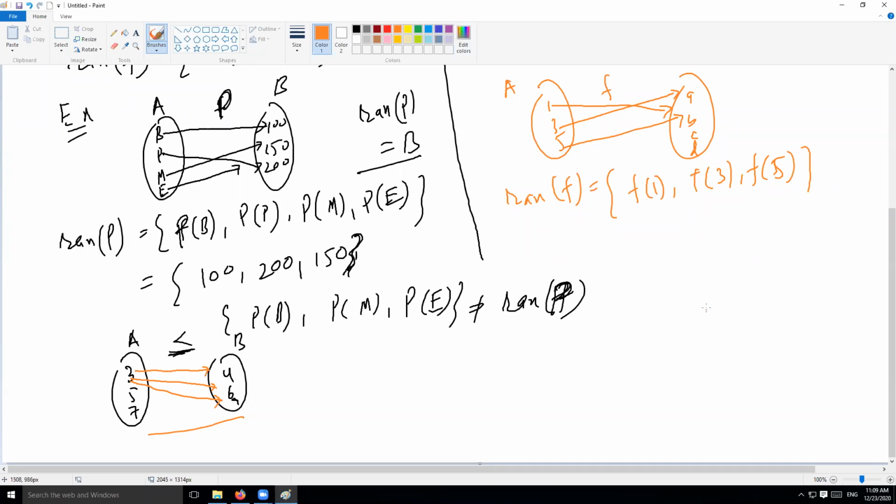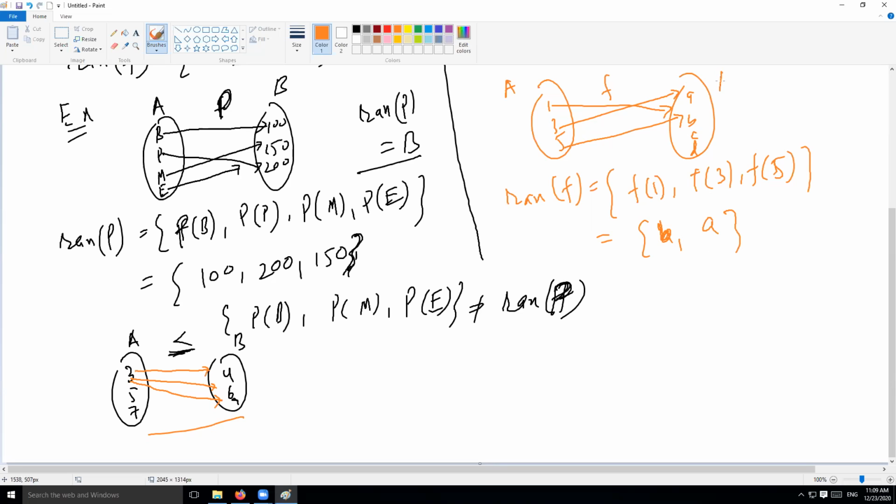So what would be the output? F of 1 is A, F of 2 is B, F of 3 is A, and F of 5 is also B. So this is really the range, actually, right?